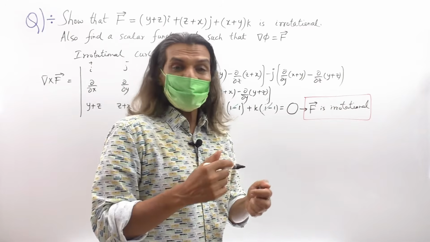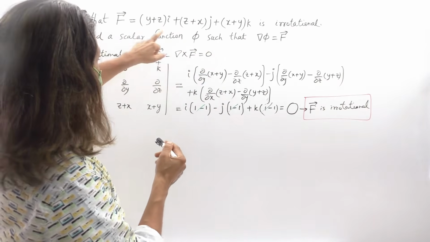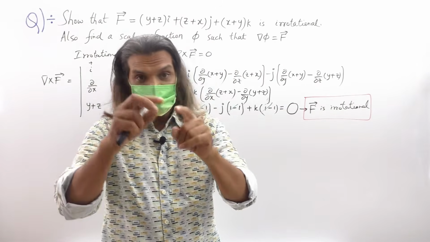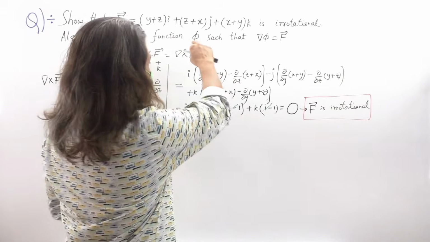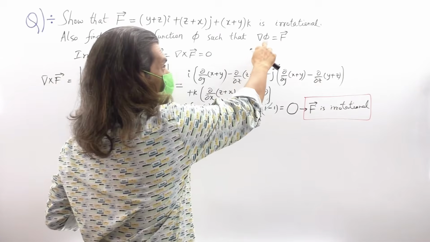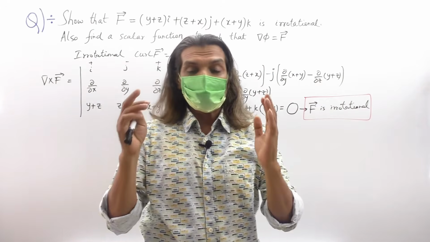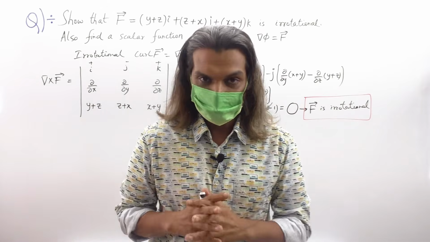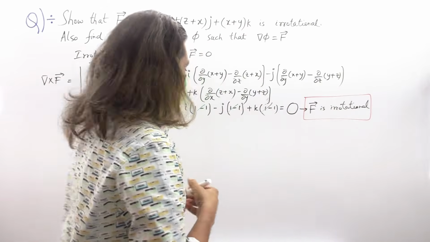So f vector is irrotational. Now the next thing is to find the scalar function phi such that del phi is equal to f. If you go to the first video, I have given the theory. Even if they ask directly to find a scalar function, they will not give you del phi is equal to f. To find any scalar function, you need to always use the formula del phi is equal to f. Okay, so I write it here.